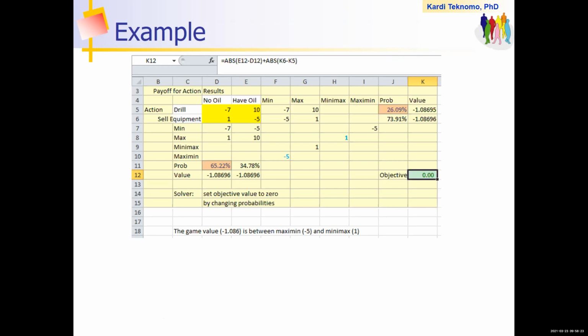between the difference of the value, or you can take the variance, and then of course you want to minimize it or set it to 0 by changing the probability. Can you do that?